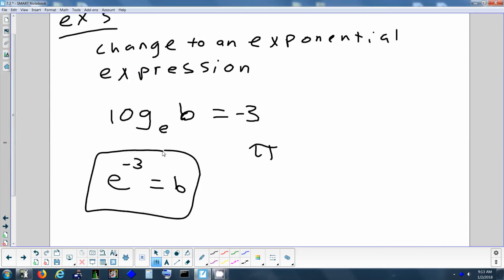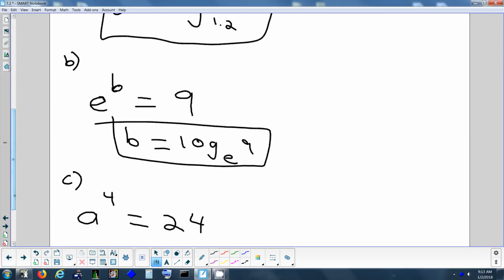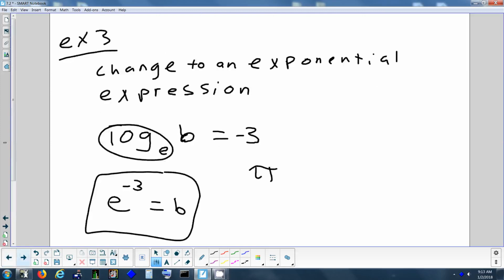Okay, so any questions on that one? Okay, and I'm going to talk more about that in a second. And we saw that come up somewhere else, right here. This log base e. That has a special name.